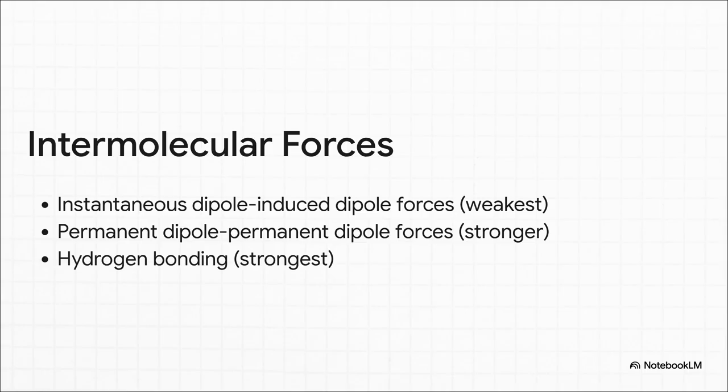The absolute weakest ones are kind of like fleeting little moments of static cling that exist between all molecules. Then there's a stronger type that exists between polar molecules. Remember those? The ones that act like tiny little magnets with permanent positive and negative ends? And then, the strongest of them all is a special, supercharged version of that magnetic attraction called a hydrogen bond.